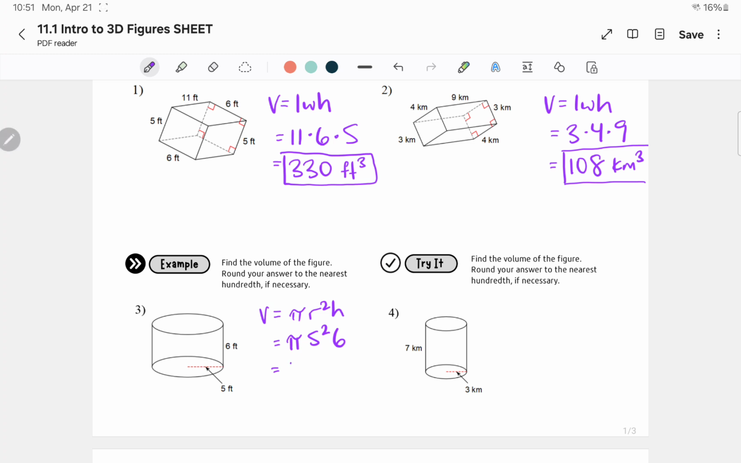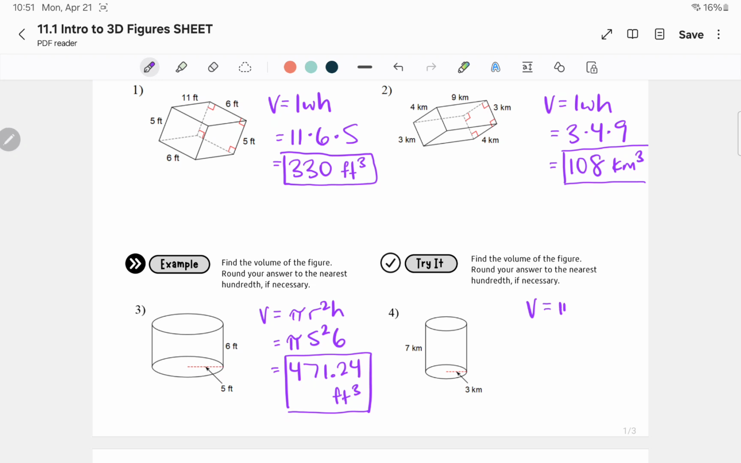And that gives us 471 point, it says the nearest hundredth. The nearest hundredth would be 2,4, and then this is feet cubed, okay? If you still need help with putting it in the calculator, please let me know, but use the square key. Make sure you use the pi key and the square key. All right, go ahead and pause the video and try number 4.